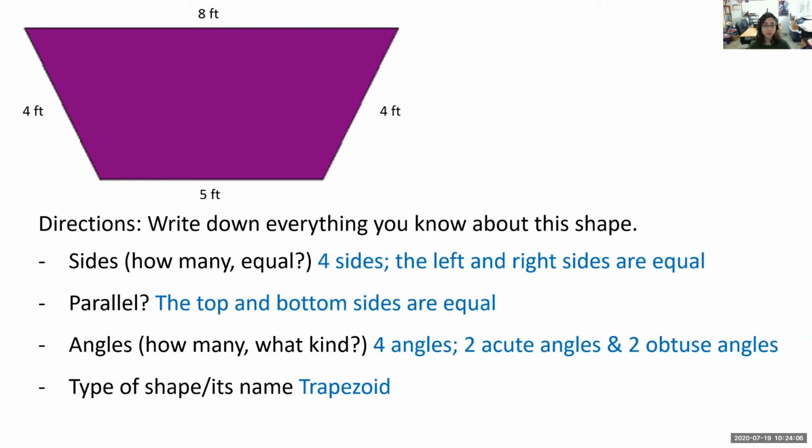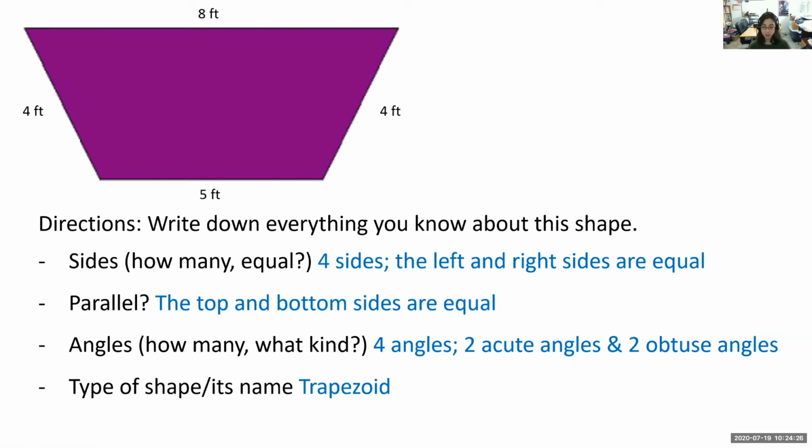So this shape is also known as a quadrilateral, which is one of our vocabulary words in the beginning of the lesson. And again, quad meaning 4, lateral meaning sides. So a quadrilateral has 4 sides. 1, 2, 3, 4. So quadrilateral meaning 4 sides.